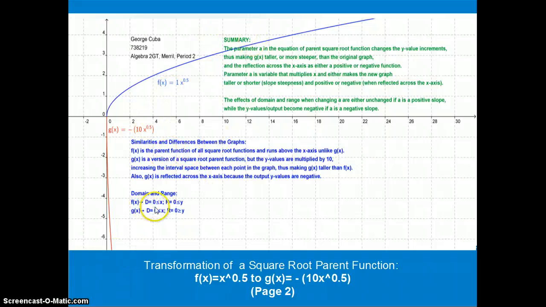So now domain and range. Since we can't have a square root of a negative number, domain has to be equal to or greater than 0, and range has to cooperate with domain. So y is equal to or greater than 0 as well.